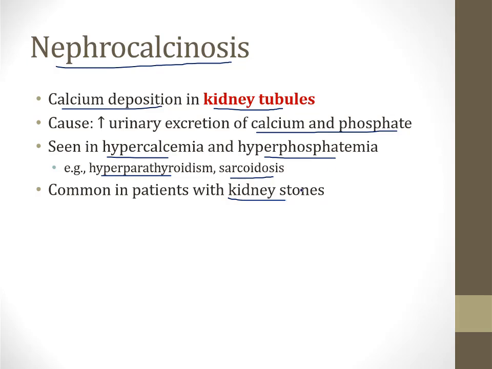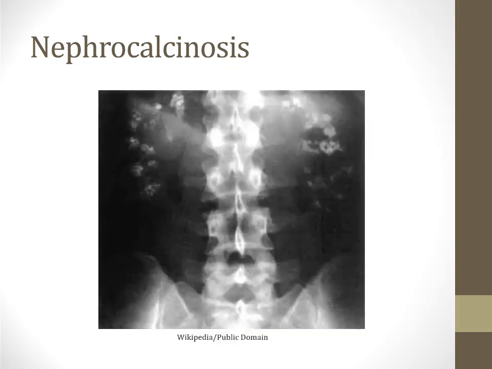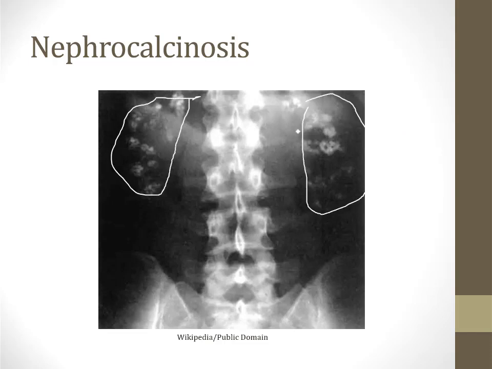But in addition to kidney stones, these patients can develop nephrocalcinosis. This is an x-ray from a patient with nephrocalcinosis. This is the right kidney here. This is the left kidney over here. And you can see that inside the kidneys there are white fluffy areas. That is caused by calcium deposition. This is an example of metastatic calcification. It's also an example of nephrocalcinosis.